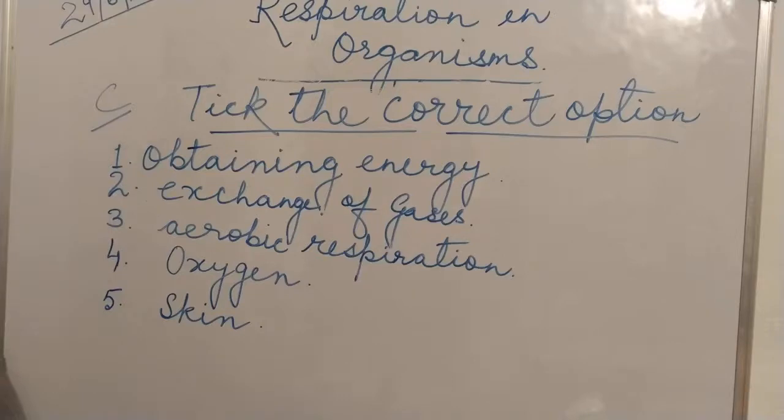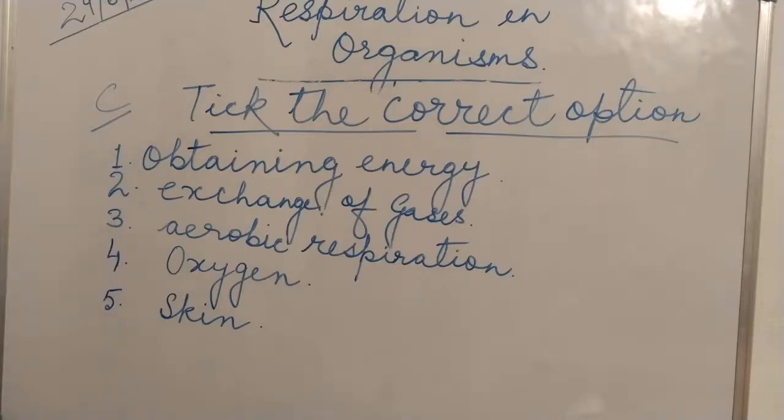Now come to the D part. Answer the following questions in brief. Define respiration and name the two types of respiration. So you have to define respiration: the conversion of sugar into biochemical energy is called respiration, and there are two types of respiration: aerobic respiration and anaerobic respiration.